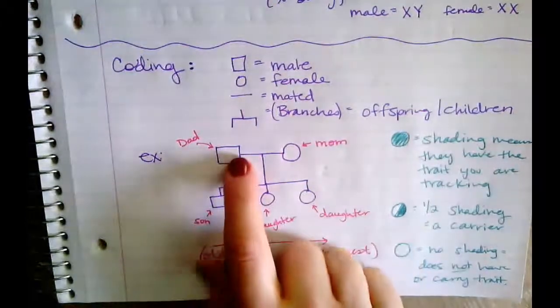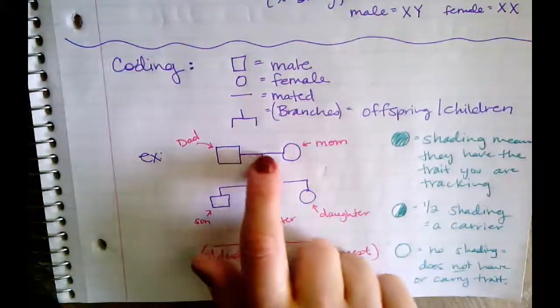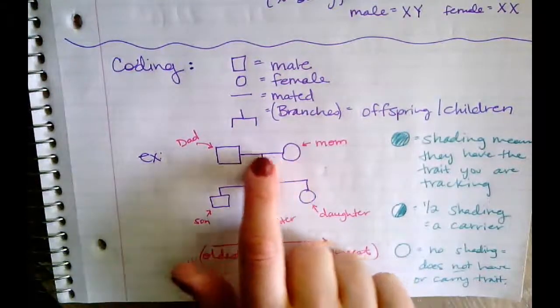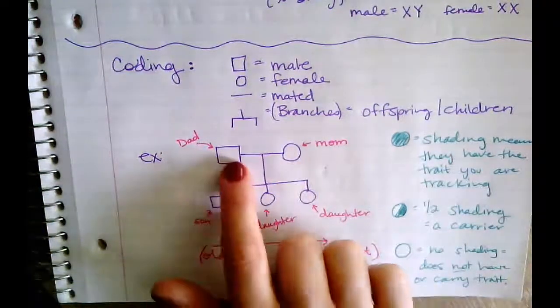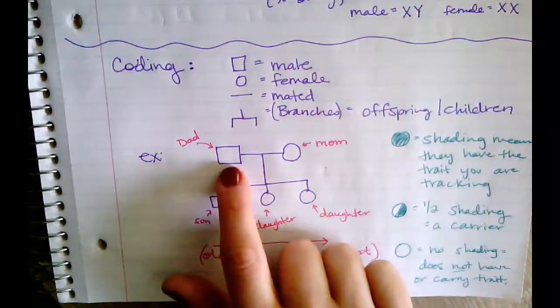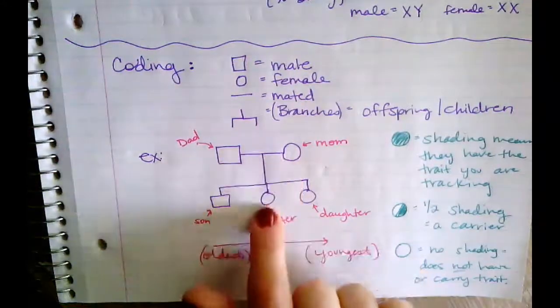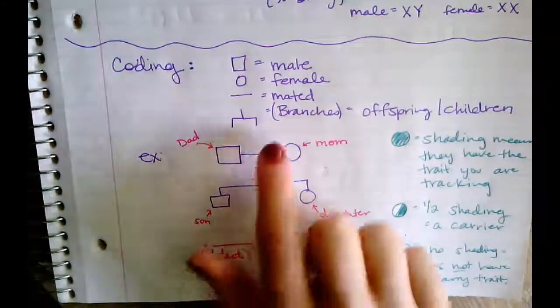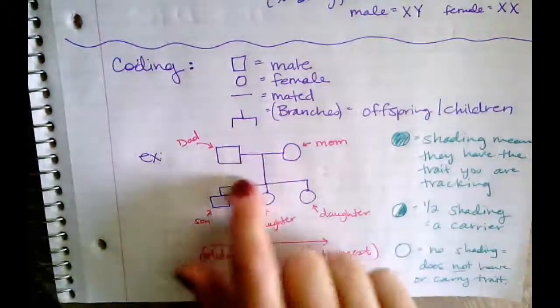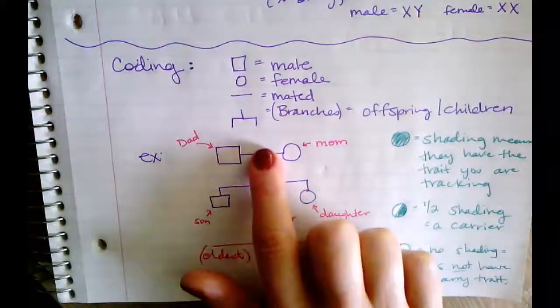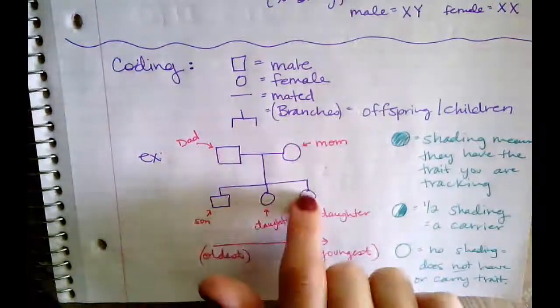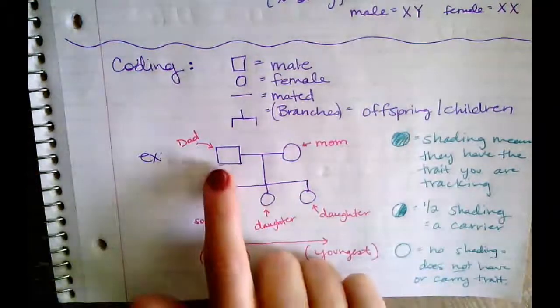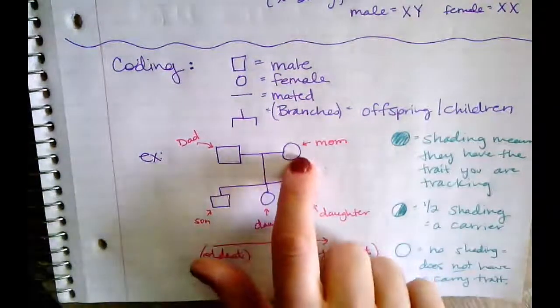If there's a line that connects them, like this, that means that they mated. In typical format, they could be married or they had a baby, but mated means that they produced offspring, so they have children of some sort. When you see these branches, it means that they had children, so their DNA is now together. So this would be the dad and this would be the mom.